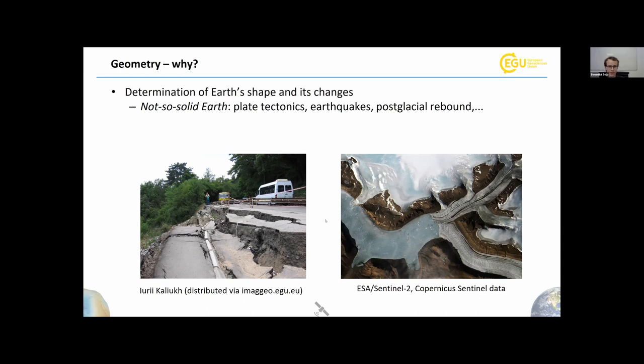And not only in such extreme examples, but also for very long and slow processes, for example, related to the load due to melting glaciers or related to post-glacial rebound, geodesy can make a very important contribution to our understanding of these physical processes.